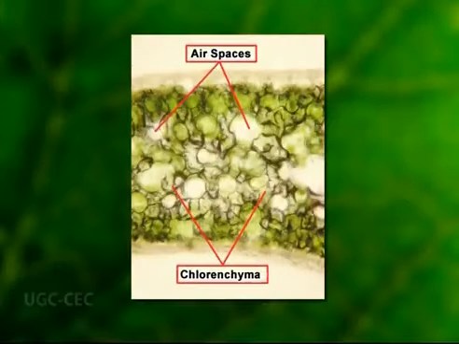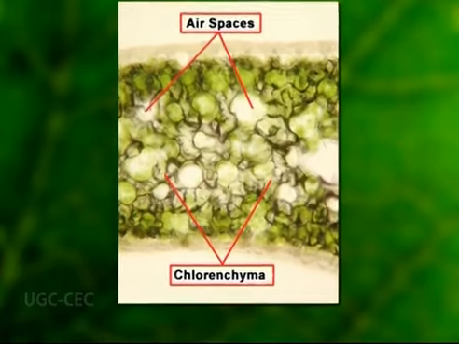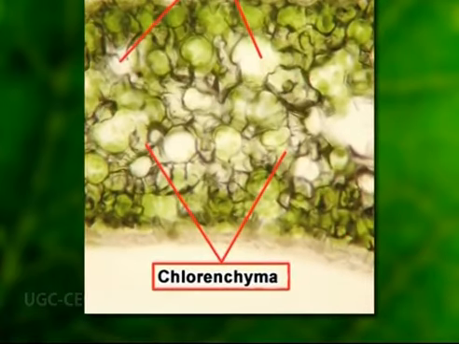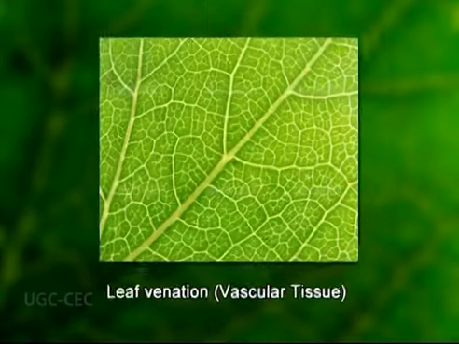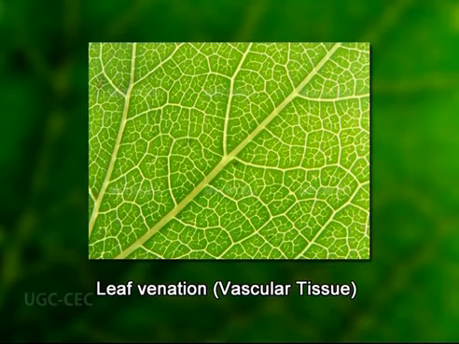The mesophyll cells are also called chlorenchyma, that is, they contain abundant chloroplast. And the arrangement of veins, the vascular tissue.